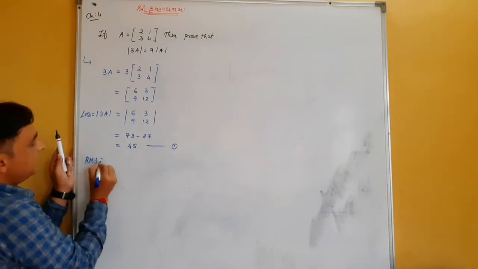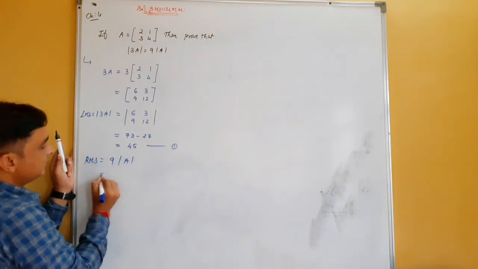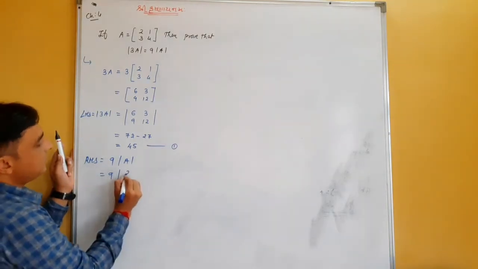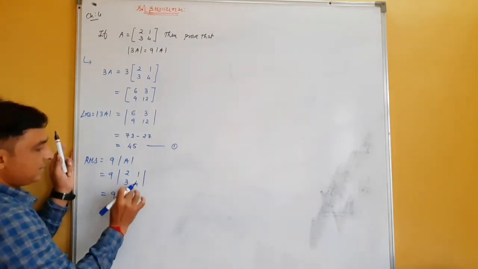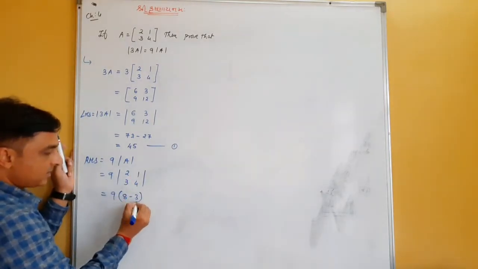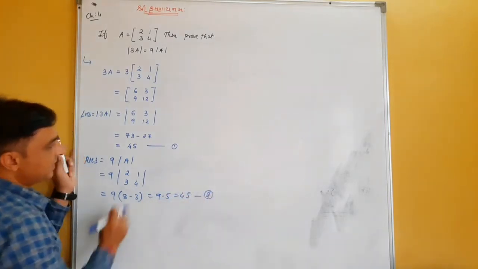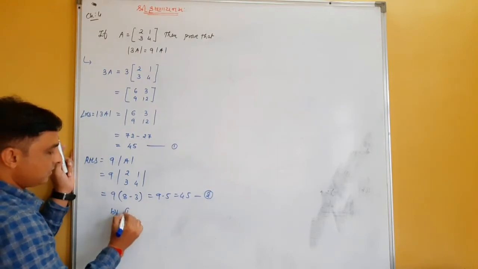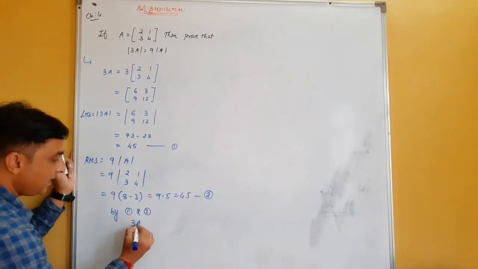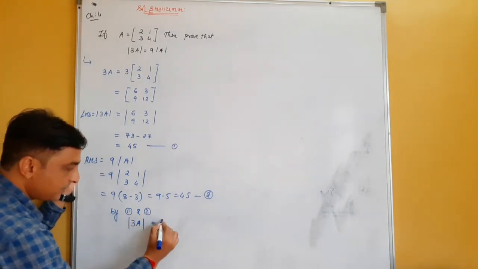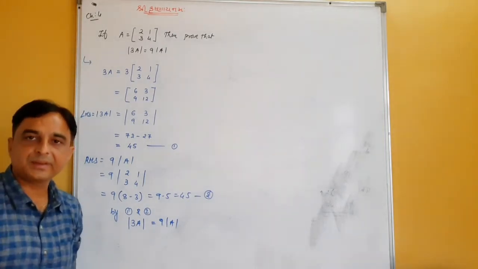Now the right hand side, 9 into determinant of A. So 9 into the determinant |2 1; 3 4|. 4 twos are 8 minus 3. So 9 into 5, that is 45. Say this is 2. So by 1 and 2, the determinant of 3A is 9 times the determinant of A.